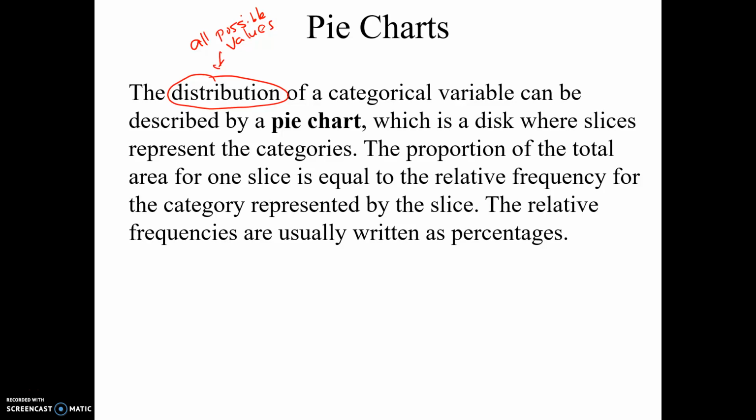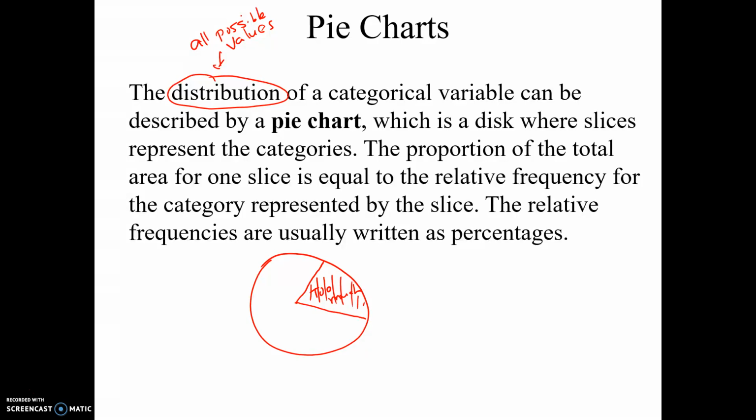The distribution of a categorical variable can be described by a pie chart, which is a disk, so basically it's a circle, where slices represent the categories. So let's say, for example, the question was how much do you text? And 25% of people said way too much. So this would represent the slice of the pie where the responses were that they text too much. And the other slices would be drawn similarly.